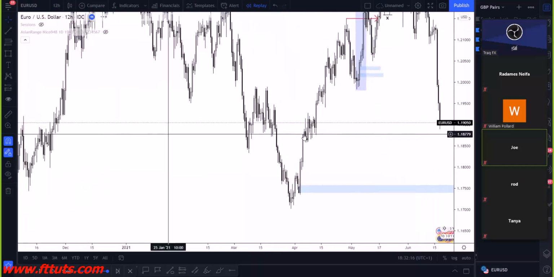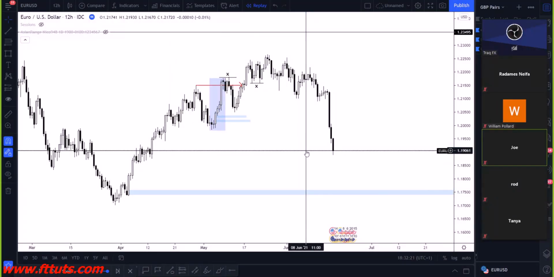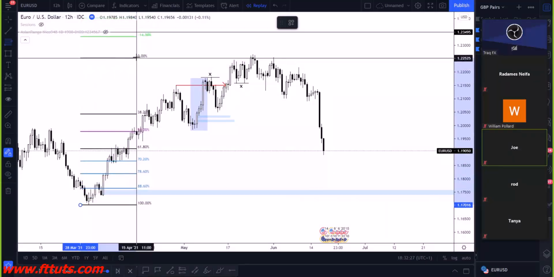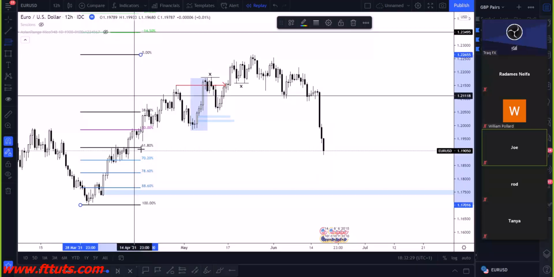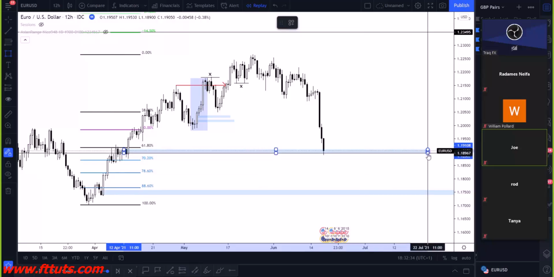Go to the 12-hour time frame. Remember, I'm using all the different time frames. All I'm doing is looking at price action, looking at what the candles are telling me. I can see that there's another institutional candle right here. If I measure it from the high to the low, you can see that it's in the 61, which is still discounted, so I could potentially focus on this level right here.